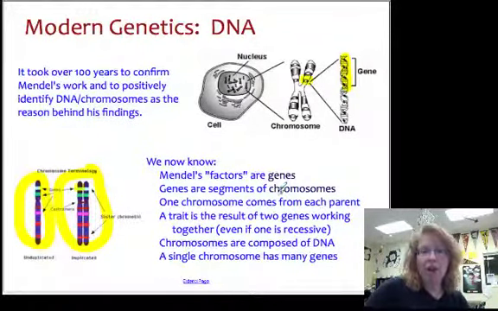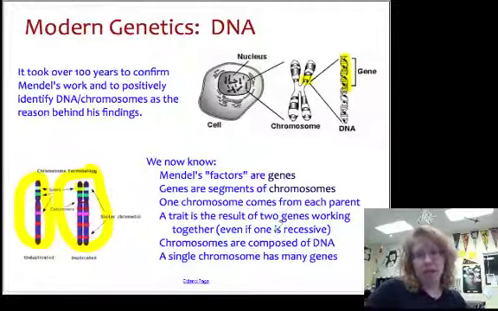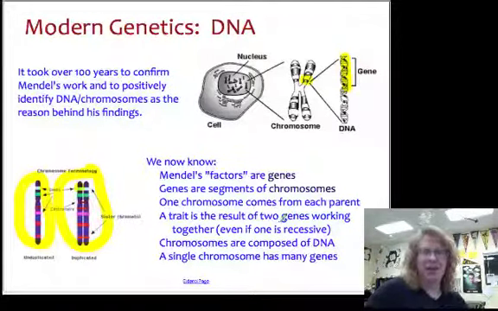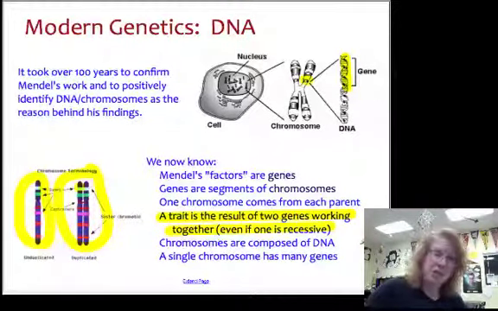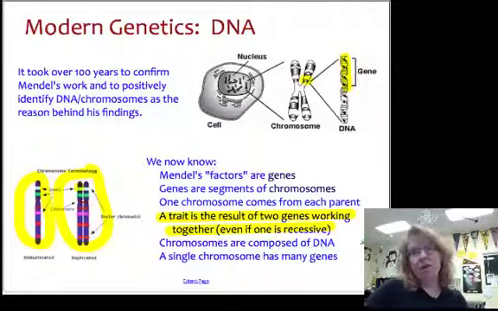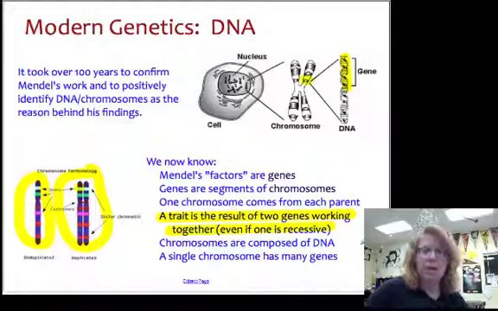We now know that there's lots of genes on a different chromosome, but that's a modern kind of discovery. Furthermore, we know that a trait, this one right here, the way that you look, act, whatever you express as characteristic, is always the result of two different genes working together. You're either going to show the dominant one or the recessive one, but it's always at least two. That's working together, one on each chromosome, one from mom, one from dad.